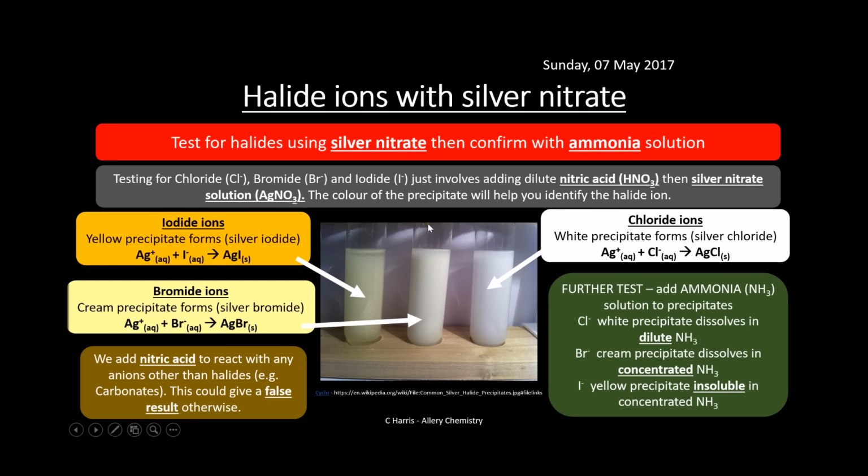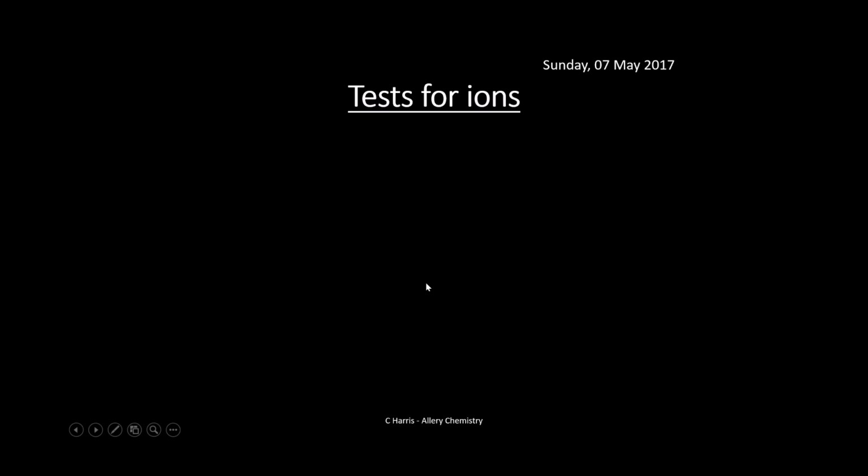Then if we add concentrated ammonia to these two that are left, your silver bromide should dissolve in concentrated ammonia, but your silver iodide shouldn't. It's insoluble. So bromide gives a cream precipitate that dissolves in concentrated ammonia, and iodide ions give a yellow precipitate that is insoluble, so it doesn't dissolve. Really important, make sure you know these little reactions, the colours and what they're testing for, and obviously the further test with ammonia as well.